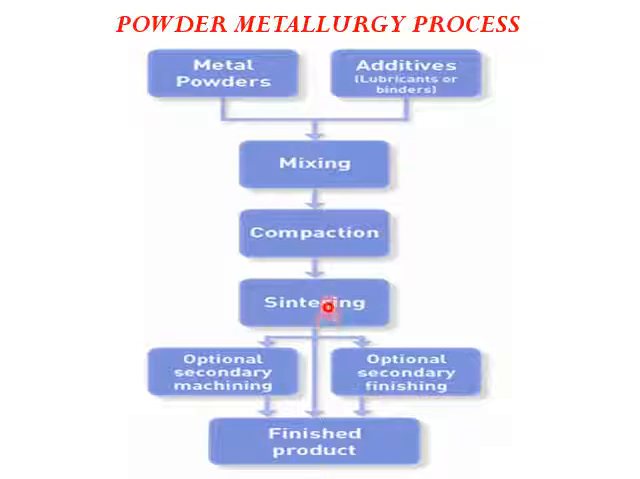Once the sintering is done, it is optional to have a secondary finish. If the mold in which you are going to sinter or compact these powders has a good surface finish to the required shape, then there is no need of secondary machining. If not, you need to go for a secondary machining of the process. Then we are going to get a finished product.